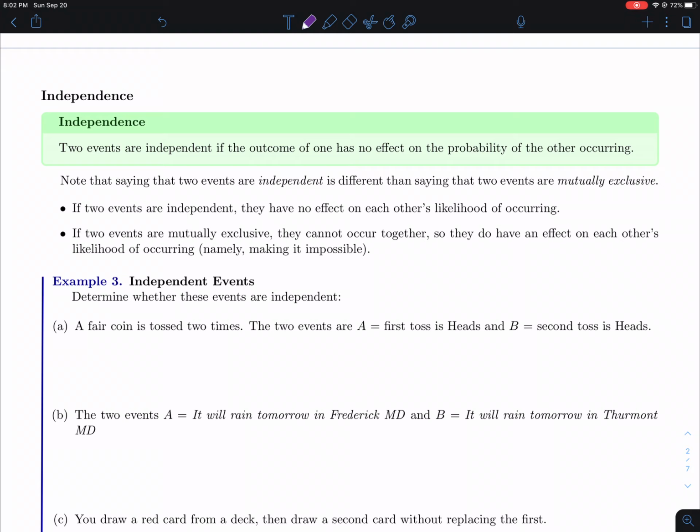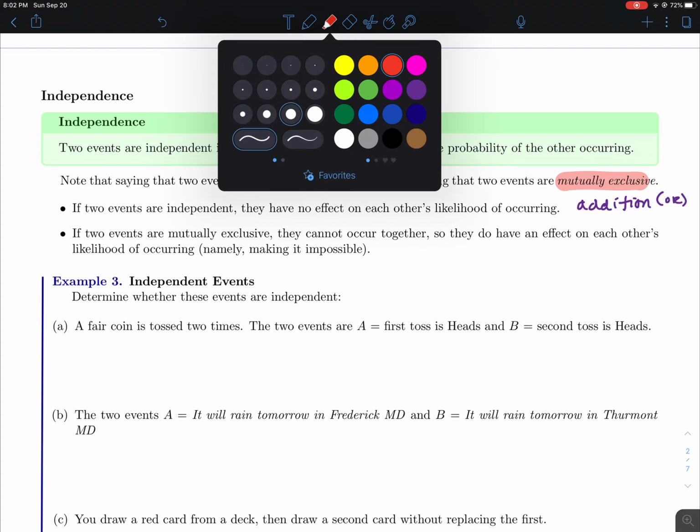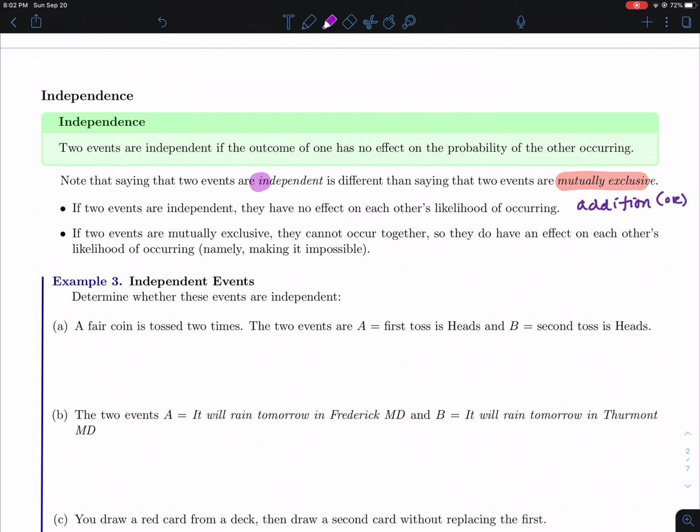So keep that in mind. Mutually exclusive is an addition thing. So this has to do with addition and OR problems. And independence has to do with multiplication and AND problems.